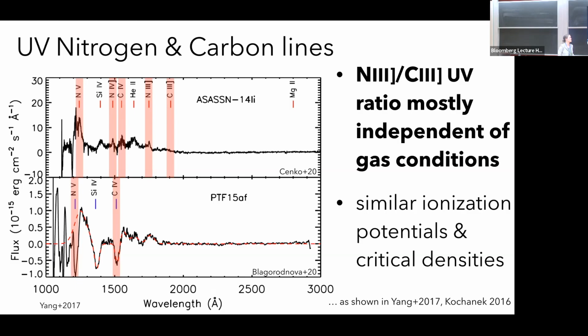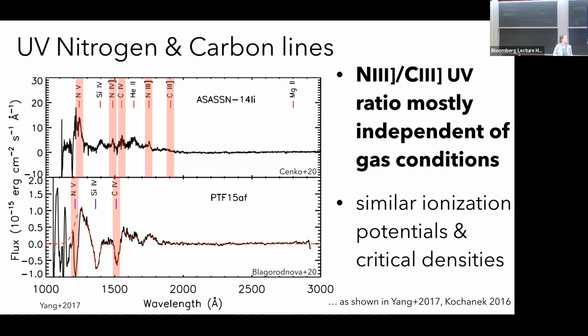spectral ratios to composition ratios. It depends a lot on the properties of the gas. And so here we get lucky. For a few of these events, we actually have UV HST line ratios measured. So this nitrogen III to carbon III UV ratio has similar ionization potentials and critical densities. So we think it's probably forming in a similar part of the gas and is less dependent on gas conditions, easier to convert to a composition ratio.